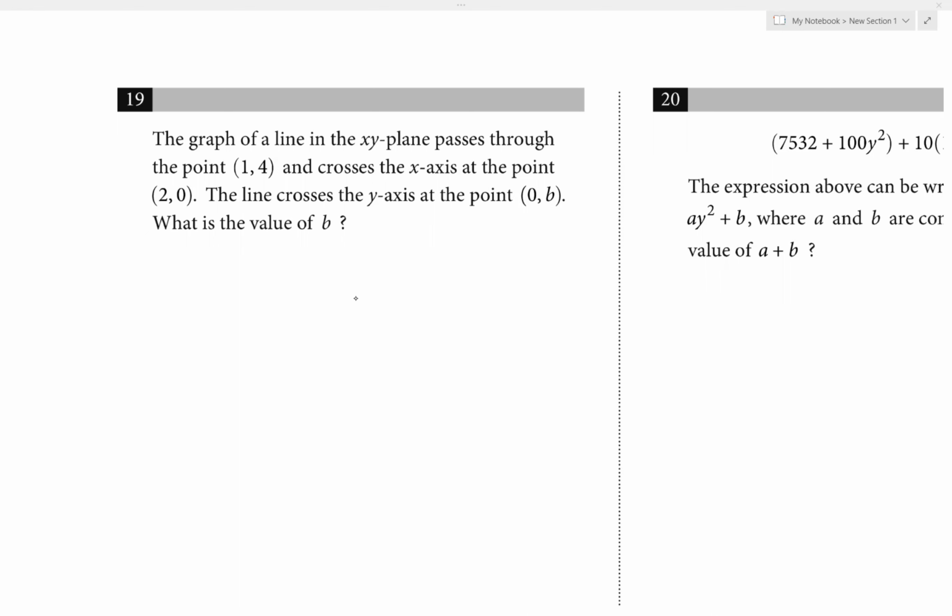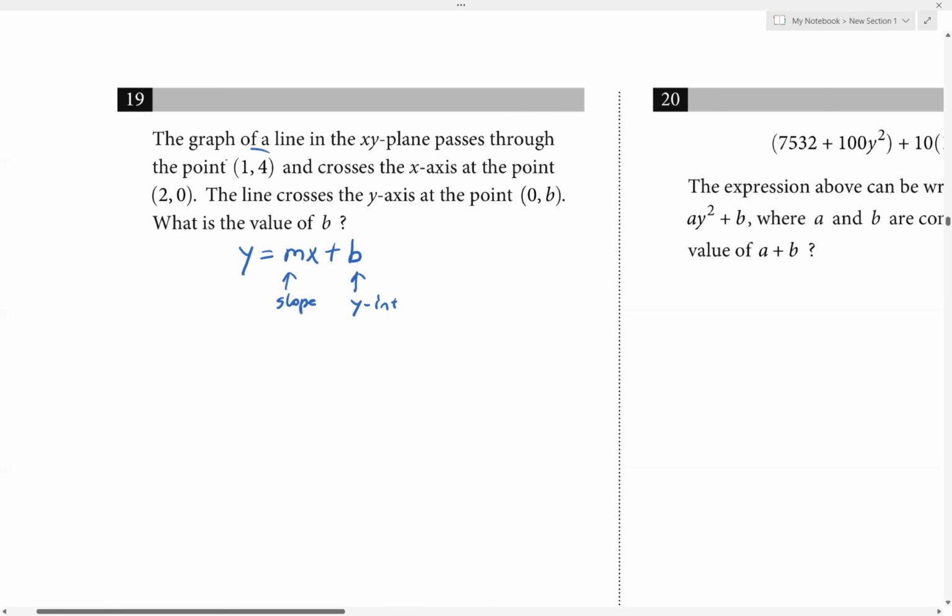If we're going to solve it algebraically, we can try to figure out the equation of this line. We know it's a linear equation, a straight line, so we use the slope-intercept form, y equals mx plus b, where m is the slope and b is the y-intercept. We can solve for the slope first, and then use a point to solve for the y-intercept.